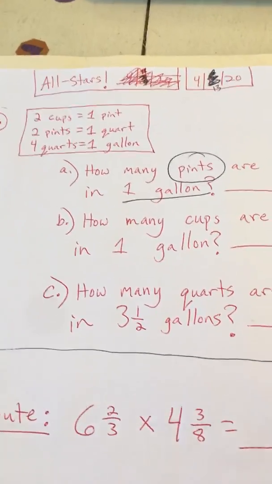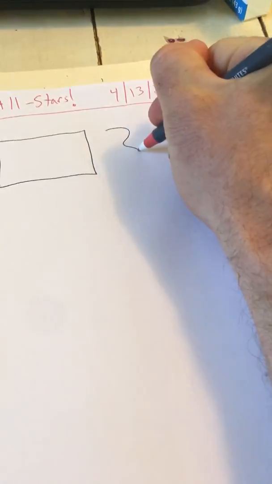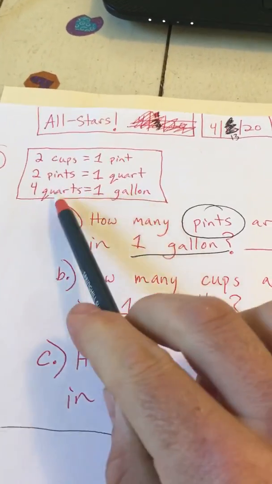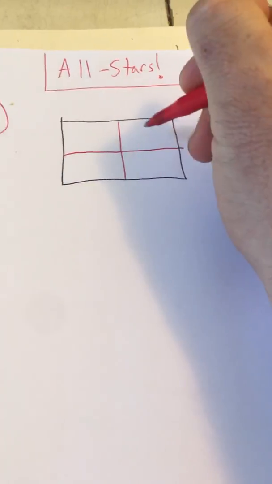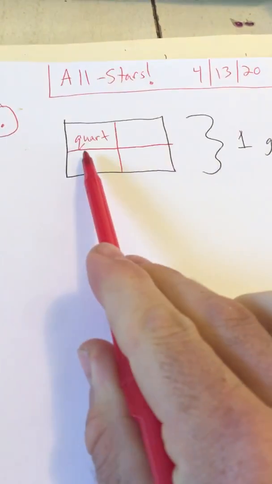So first I'm going to draw a model using this information. Okay, so we'll start with a gallon. I'm going to draw a model of a gallon. This whole thing is 1 gallon. We're going to cut it into 4 equal pieces because there are 4 quarts in 1 gallon. So each of these fourths is a quart. Quart, quart, quart, quart. There are 4 quarts in a gallon. It's a quarter of a gallon, quart.